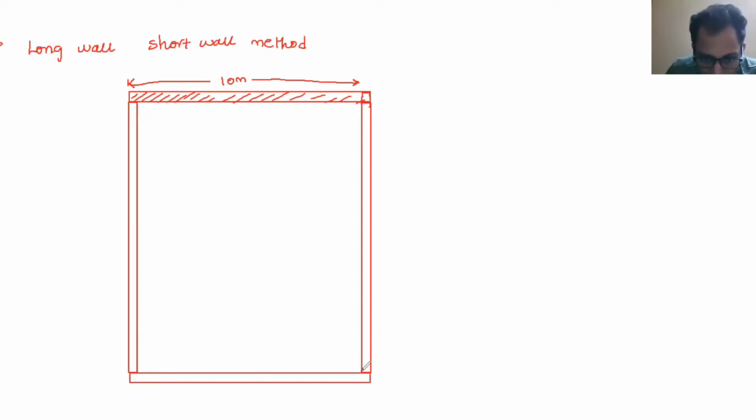This is a common location which is coming in the long wall as well as the short wall. These are the common locations which are coming both in the long wall and the short wall.